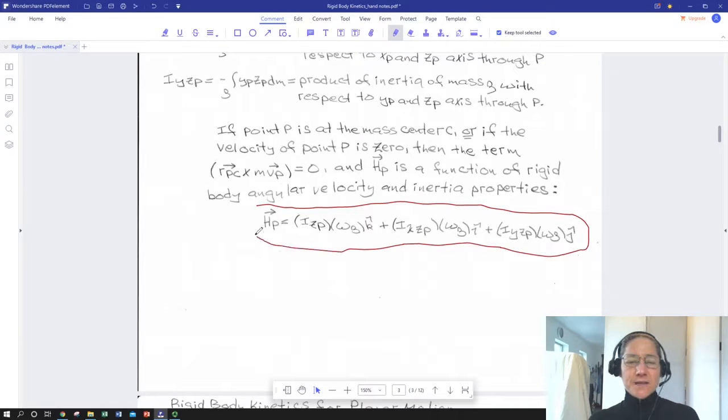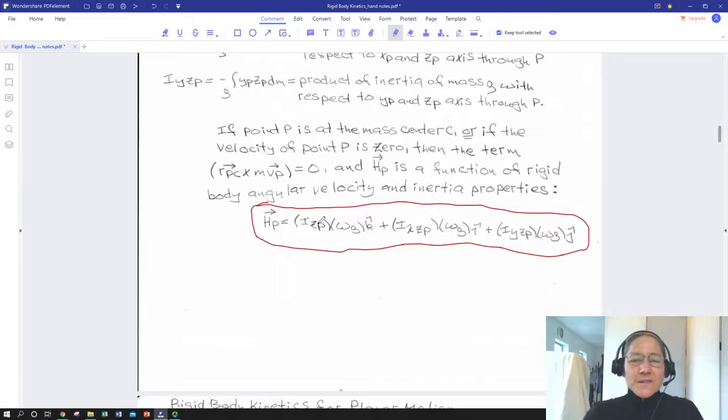And this is the expression above with the integrals collapsed down to just their products and moments of inertia. So we have our polar moment of inertia here, and then our two products of inertia.